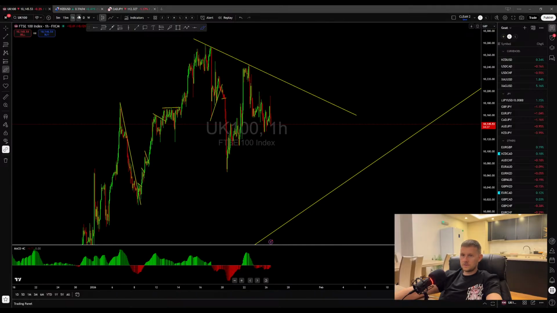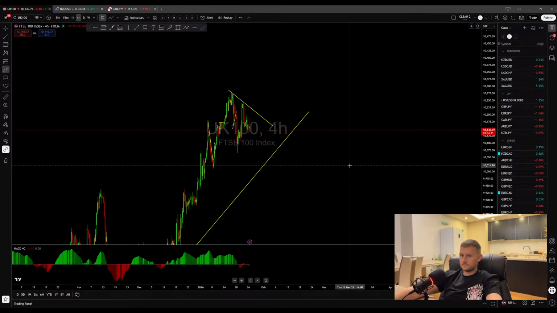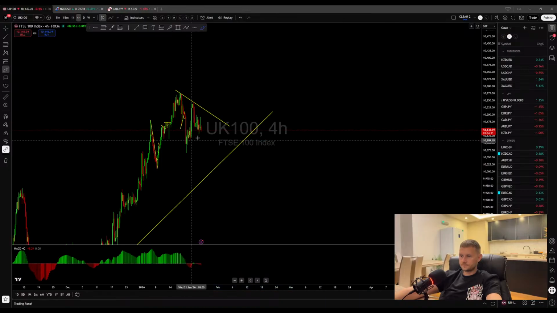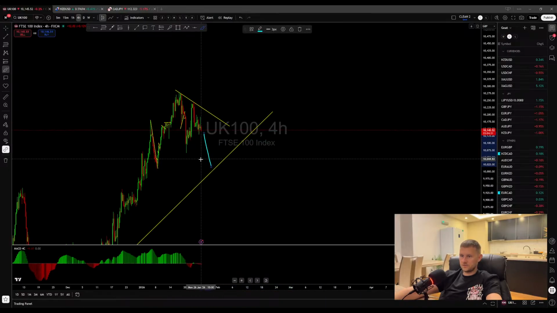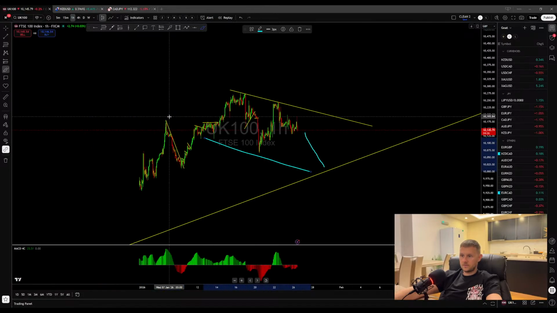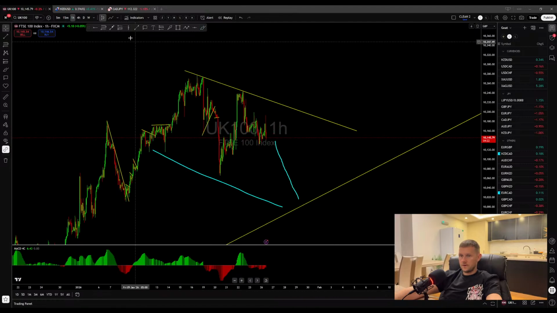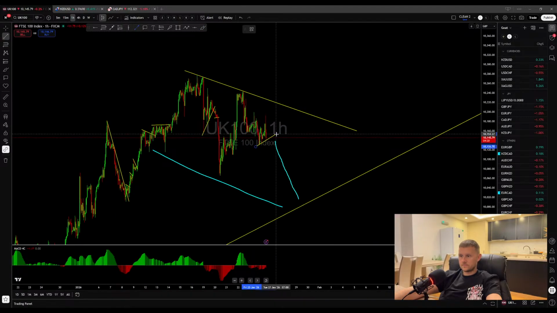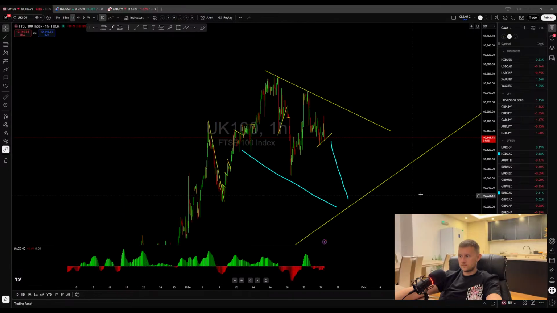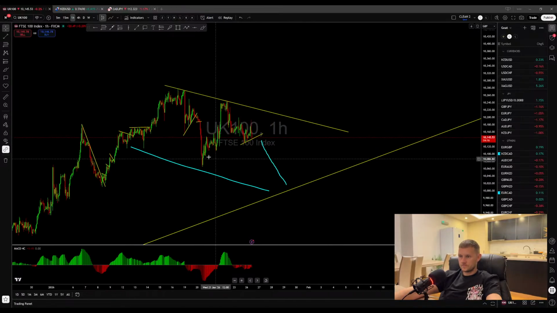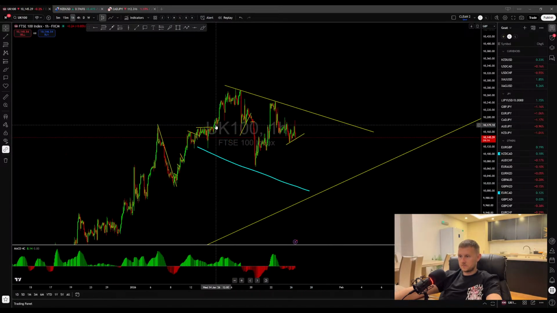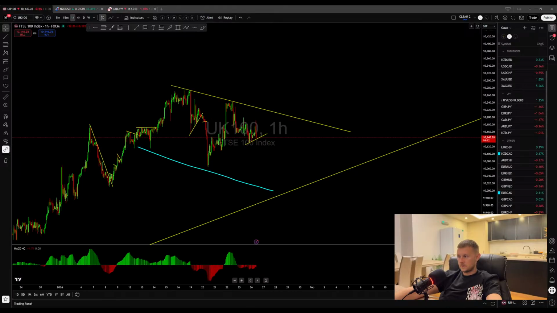UK 100. Down. This is down. Trade it all the way back to the trend line, at least something like this, and then we will see what the price will do. So follow the sell stops. Okay, follow it. This one is good. You can go for it. Keep an eye on it.